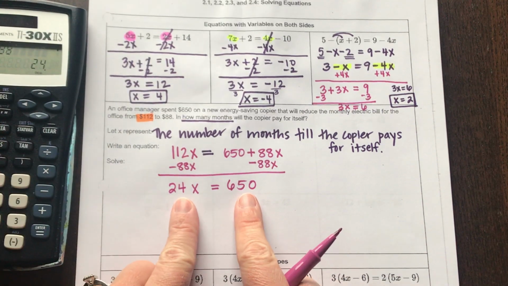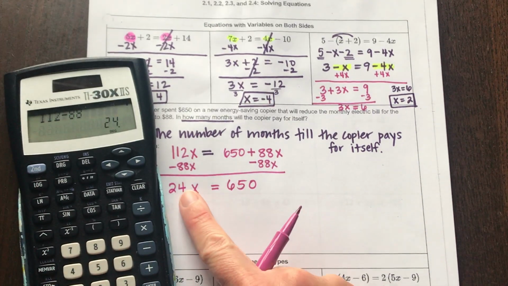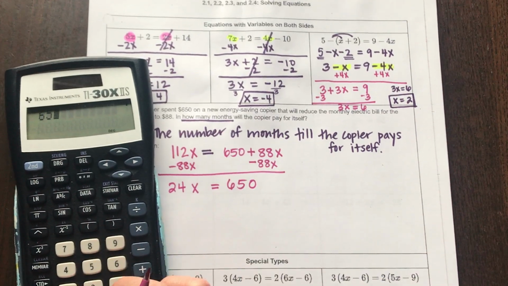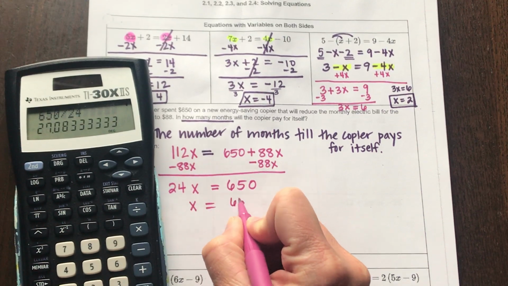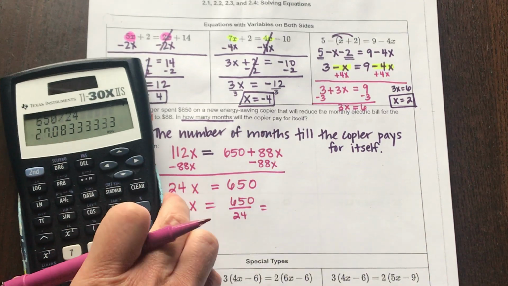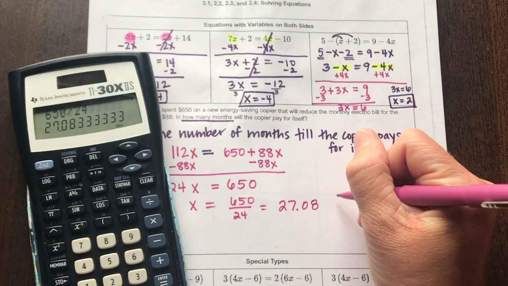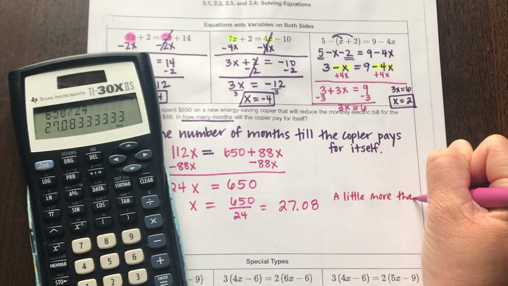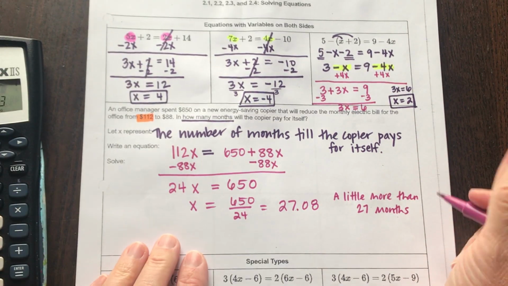And now that I have simplified my equation, I have 24x is equal to 650. So what I want to do is divide by the coefficient of 24. So I'm going to take on my calculator 650 and divide by 24. And the answer that I get as a decimal, because I'm looking for a number of months, would be 27.08. So a little more than 27 months. That's when the cost will break even.